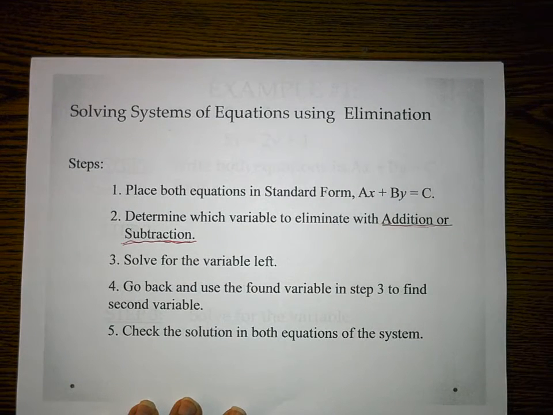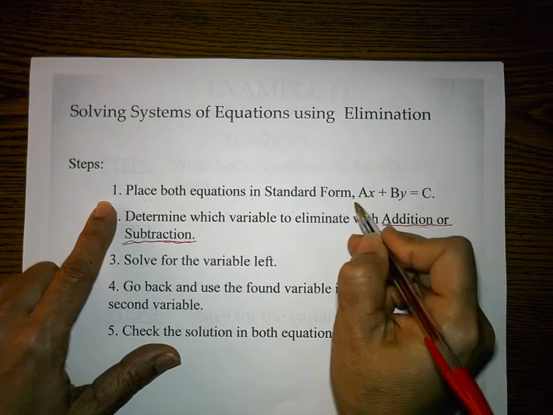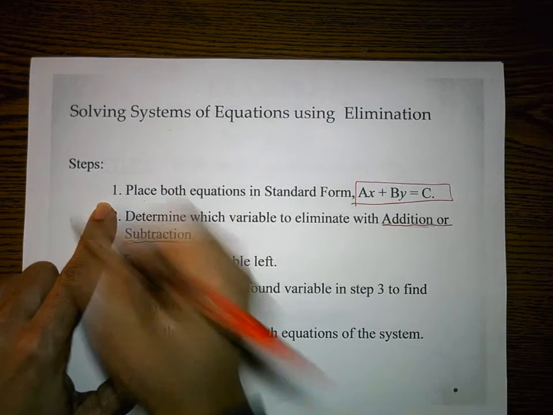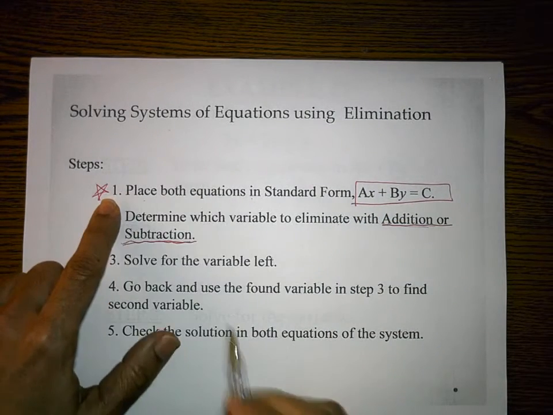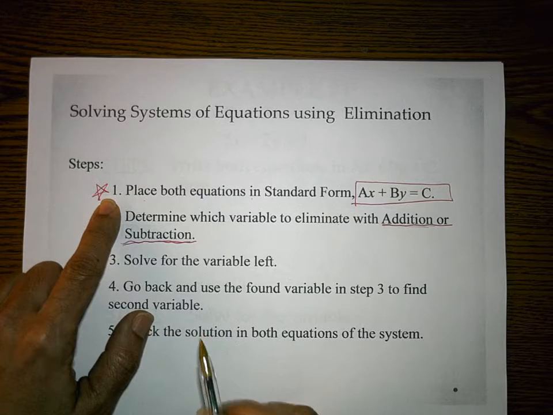So the first rule of how to solve by using the elimination process: you must place both equations in standard form. This is so important. Okay? That's why it's my rule number one, big star. You must place both equations in standard form.